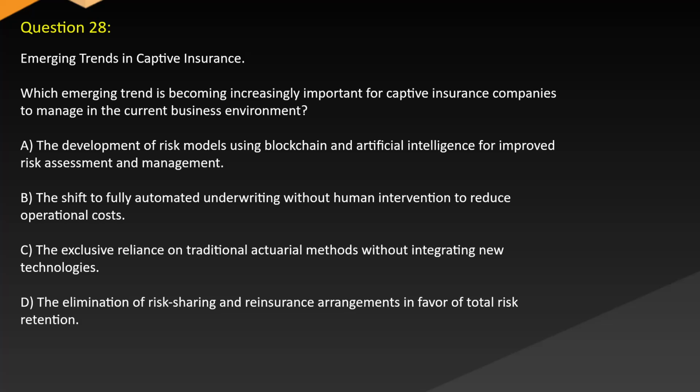Which emerging trend is becoming increasingly important for captive insurance companies to manage in the current business environment? A. The development of risk models using blockchain and artificial intelligence for improved risk assessment and management. B. The shift to fully automated underwriting without human intervention to reduce operational costs. C. The exclusive reliance on traditional actuarial methods without integrating new technologies. D. The elimination of risk sharing and reinsurance arrangements in favor of total risk retention.